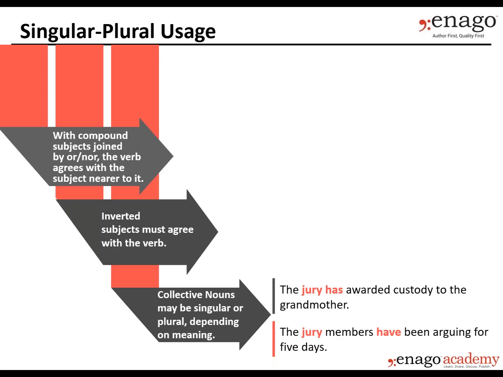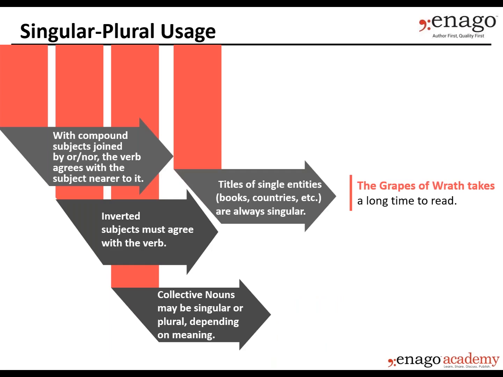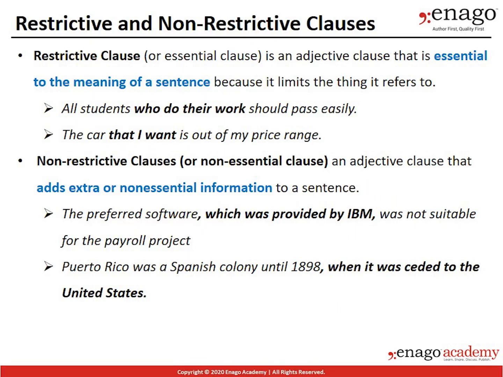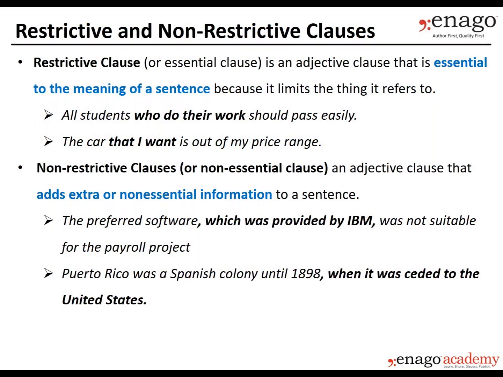Then, restrictive and non-restrictive clauses. Next slide. A restrictive clause, or an essential clause, is an adjective clause that is essential to the meaning of the sentence because it limits the thing referred to. As you can see, it's essential to know that it's the students who do their work who will pass. Whereas if it was the students who turn up early, it wouldn't be as essential. The car that I want is out of my range. If it's just any old car, again, it might not be out of the range. It isn't essential.